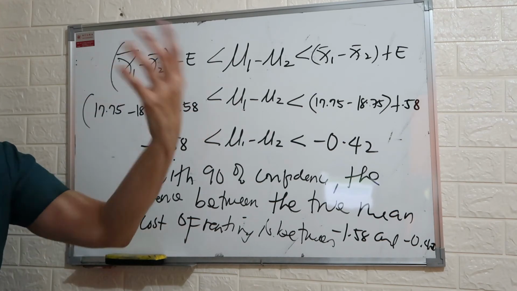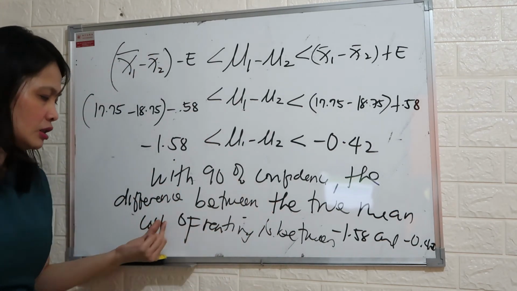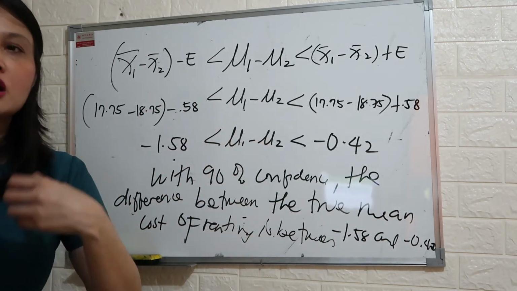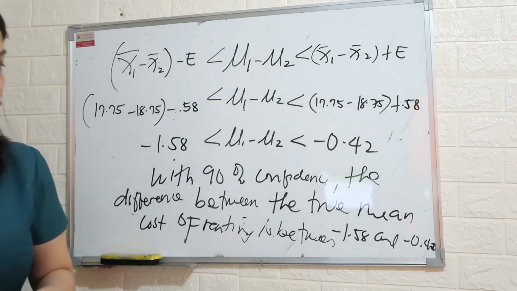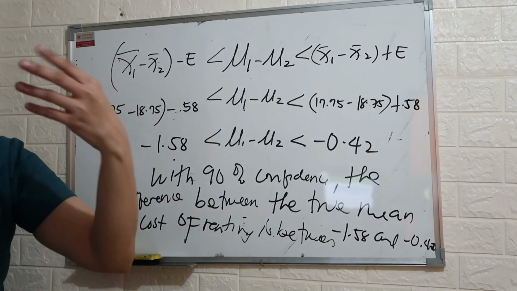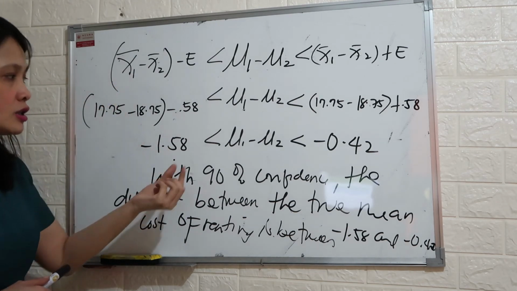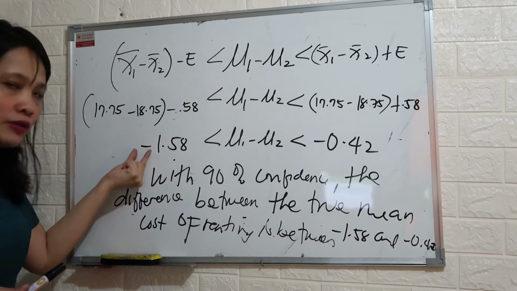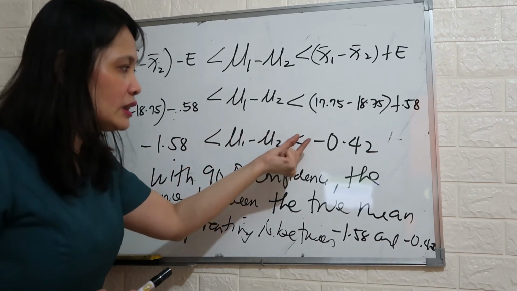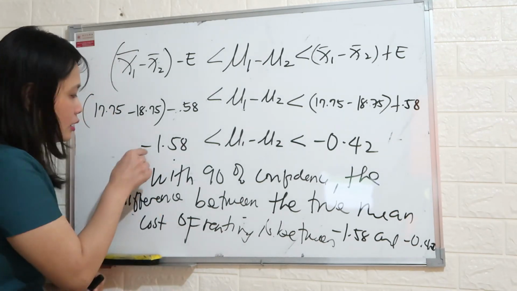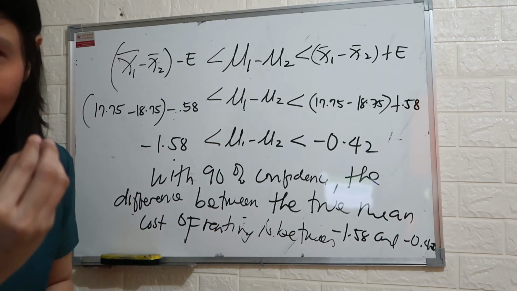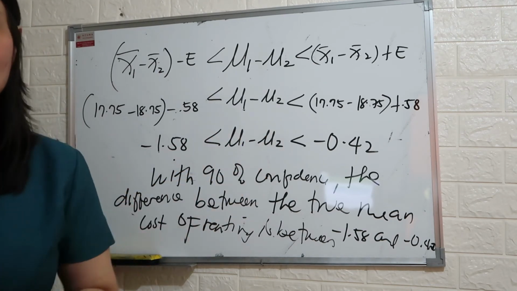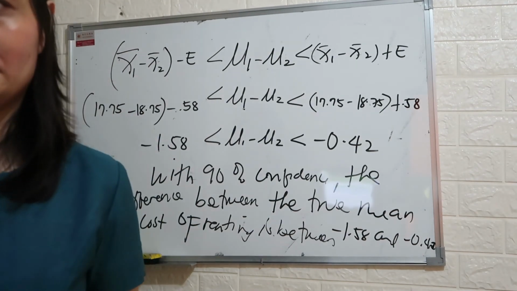With a 90% confidence, the difference between the true mean cost of renting is between the difference of 1.58 and the difference of 0.42. So your confidence interval is mu sub 1 minus mu sub 2 is greater than the difference of 1.58 but less than the difference of 0.42. The sign here, you're referring to the difference, not the negative one. So that will be letter C.